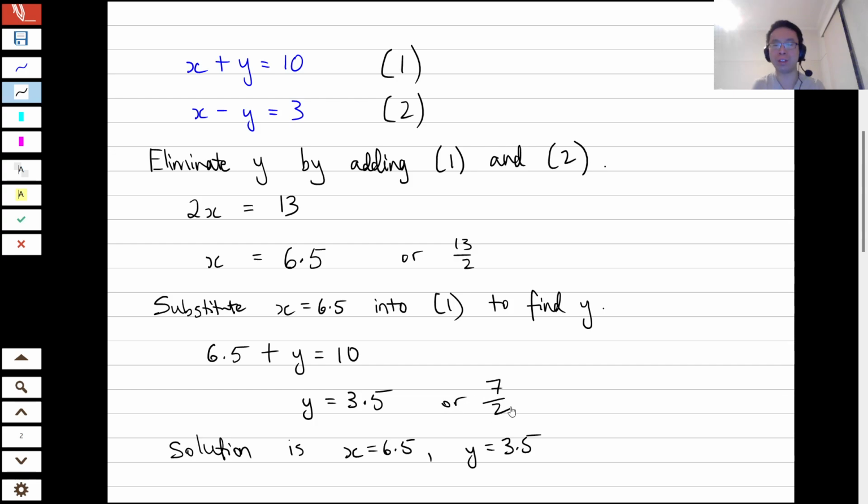And those are the fractions if you prefer those. So let's check. 6.5 plus 3.5, yep, gives me 10. And 6.5 minus 3.5 gives me 3. That's the elimination method.